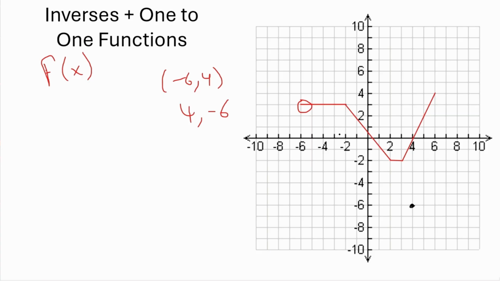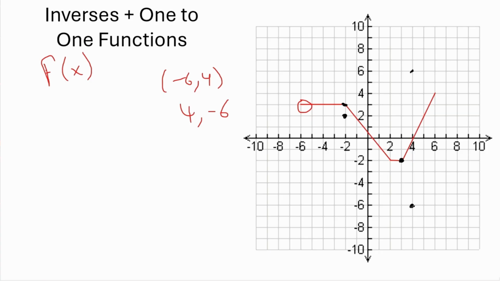Same for all the other key points. This is negative 2 and 3. It becomes 3 and negative 2. This is 2 and negative 2. It becomes negative 2 and 2. This is 3 and negative 2. It becomes negative 2 and 3. And then this point is 6 and 4, so it becomes 4 and 6.